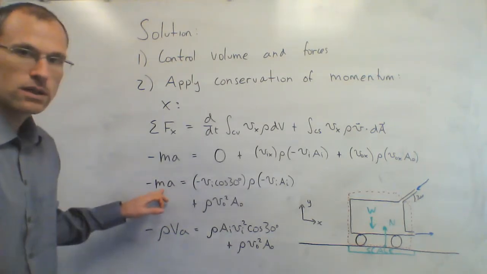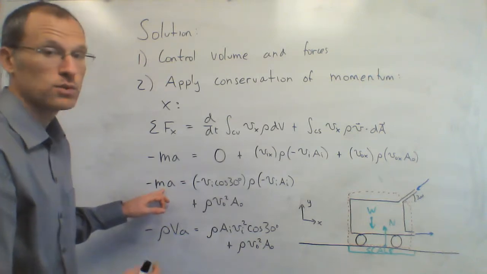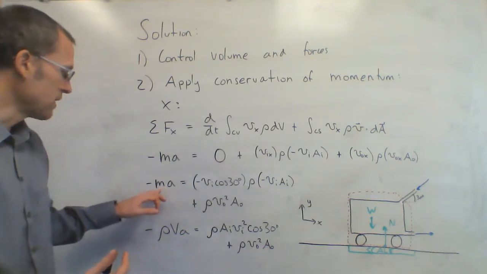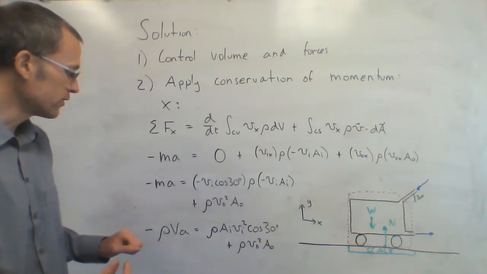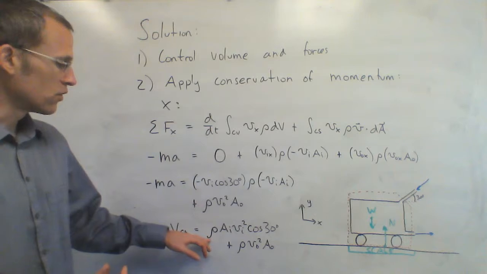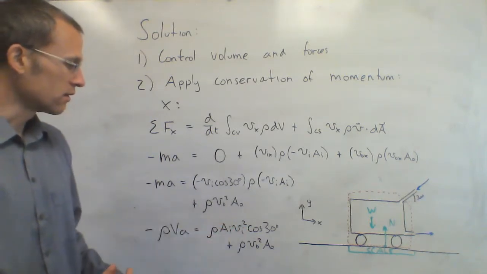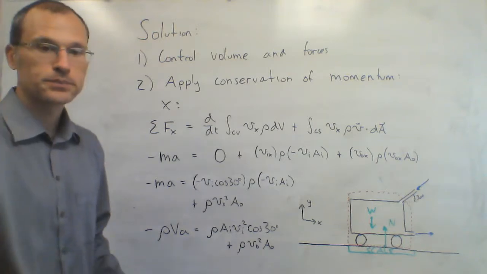And now my mass, mass of my cart, because the cart itself is weightless, but there is water in there, so I need the mass of the water inside there. So density times volume of the water inside there, times acceleration. And then this guy becomes rho a in v in squared cosine 30 degrees plus rho v out squared a out.